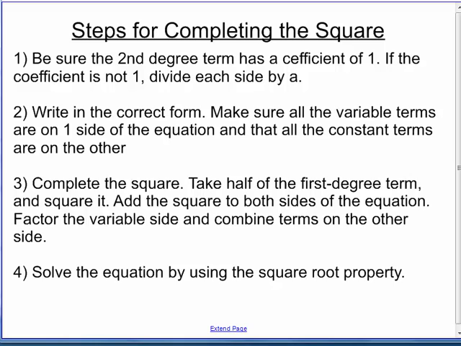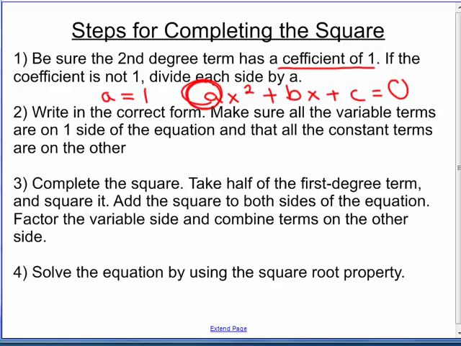So the general steps for completing the square here. Number 1, it has to have a coefficient of 1, meaning the a, the number in front of x squared, has to be 1. For the ones we're doing right now, they are going to be 1. If it wasn't, you'd divide through by a.